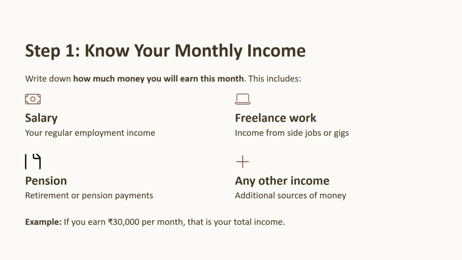Step 1 is know your monthly income. Write down how much money you will earn this month. This includes salary, freelance work, pension, and any other income. For example, if you earn 30,000 per month, then that is your total income.